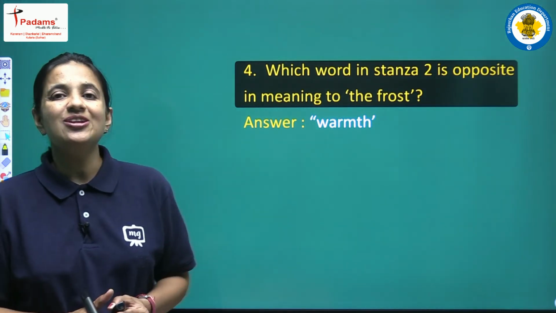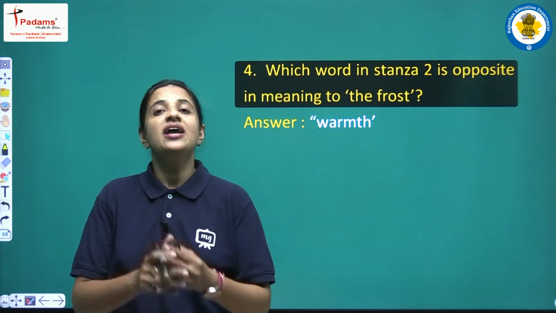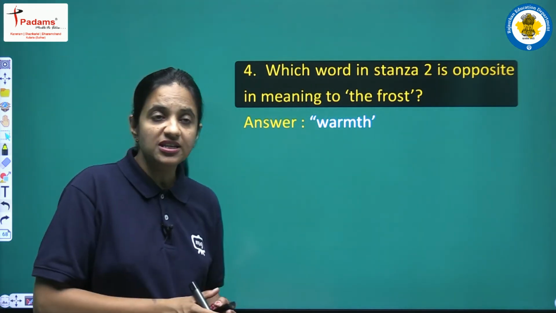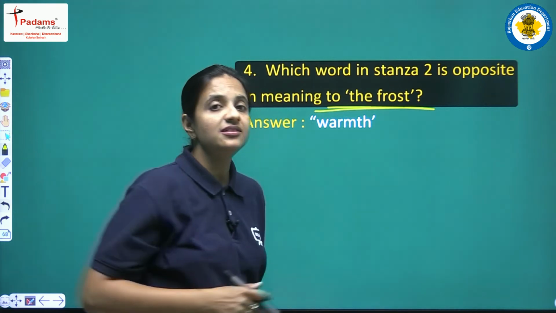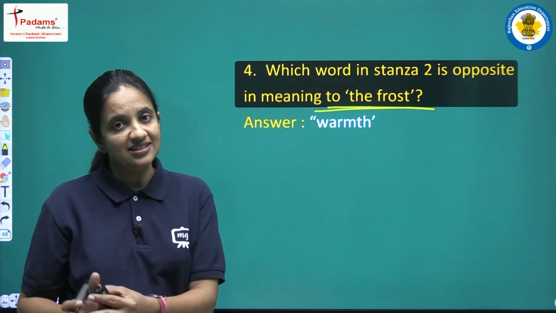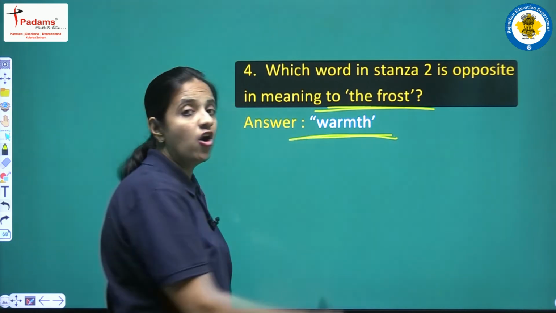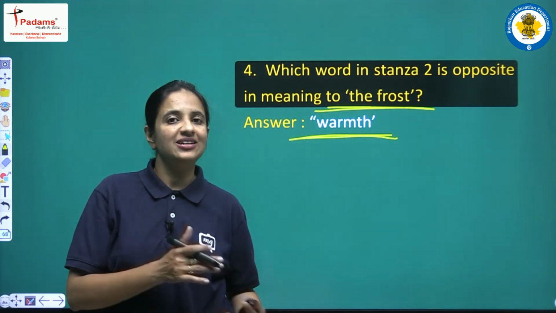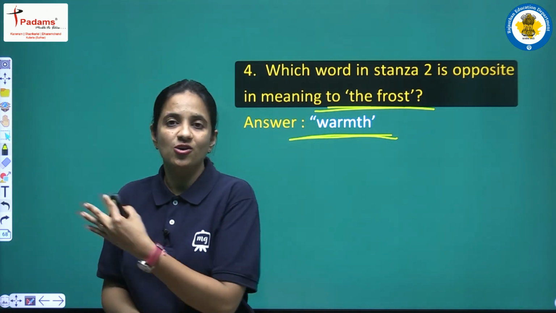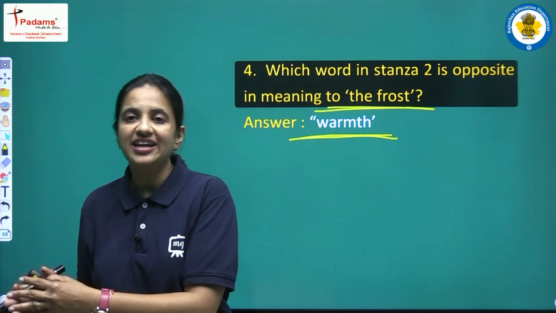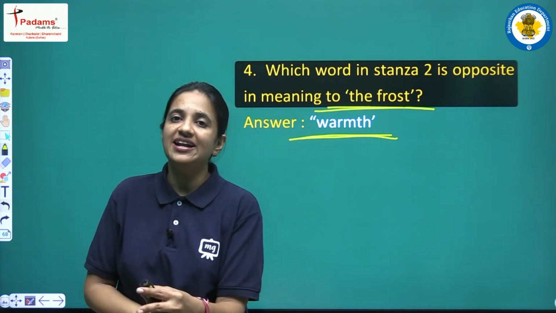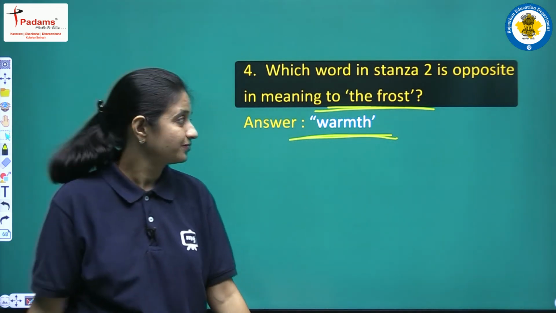Next question, which word in stanza 2 is opposite in meaning to the frost? So in this question we have to read the second stanza of the poem and then pick out one word that is the opposite of the word frost. So what is the opposite of frost? The word that is in the second stanza. So the answer is warmth, because frost is there in the winter season and warmth is created by the song of the cricket. So the song of the cricket increases the warmth in winter season. So yes, warmth is the word that is opposite of frost.